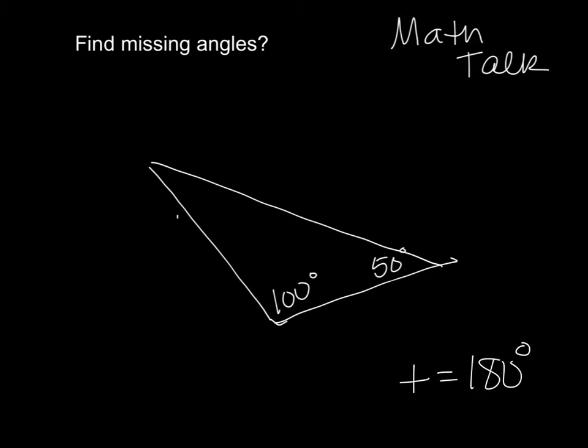So one of their activities that they have to do is find the missing angle. And you see here that we have 100 degrees and 50 degrees, and so we have this missing one. And we know that these three have to add up to 180 degrees.